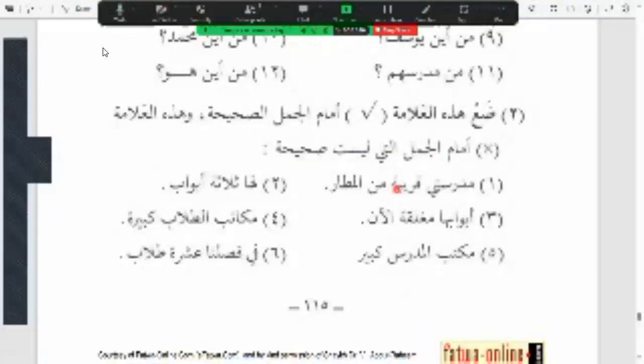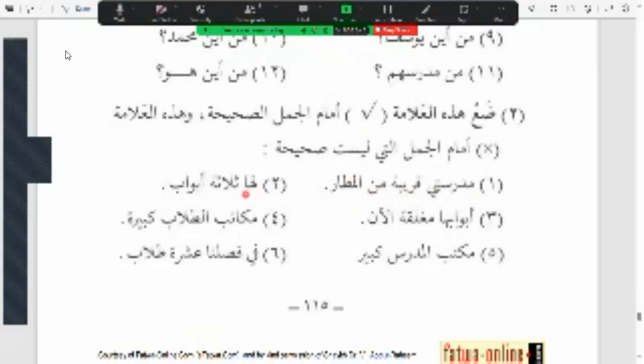Madrasati karibatin, min matar. This is an airport. So is this correct, that our school is near the airport? If it is correct, then we put a tick. But in my understanding, this is wrong, so we put an X.